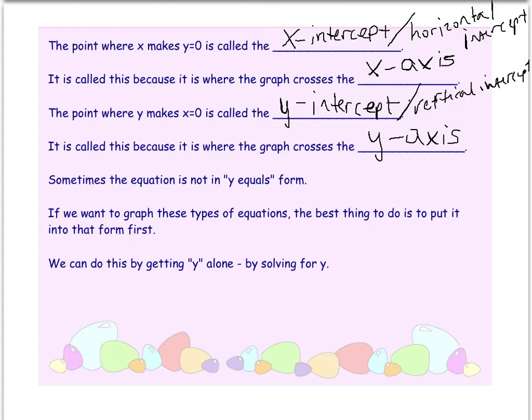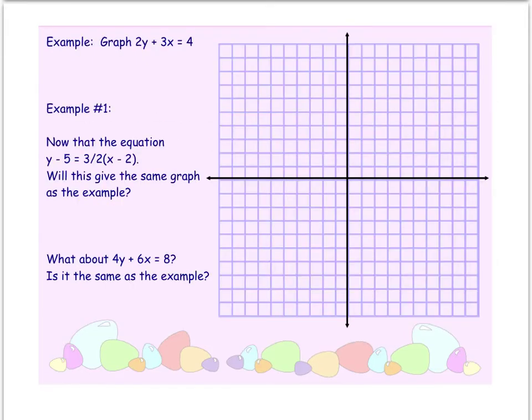Now, sometimes your equation is not in y equals form, which makes it a little bit more difficult to just put in some x's and get out some y's. So if we want to graph these types of equations, the best thing to do is solve for y first. So we get y by itself, which means we're solving for y. So let's see how we do that.